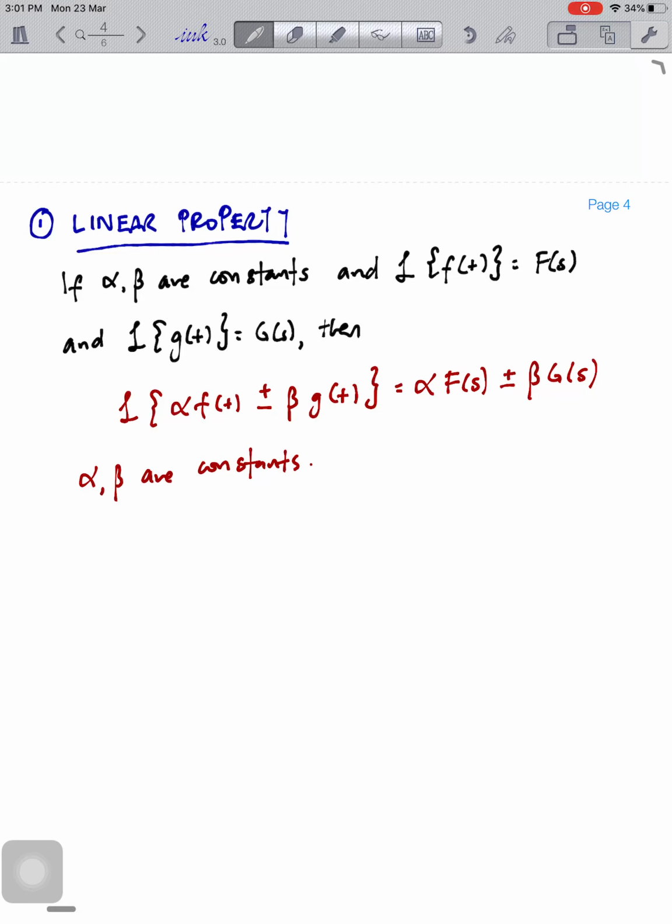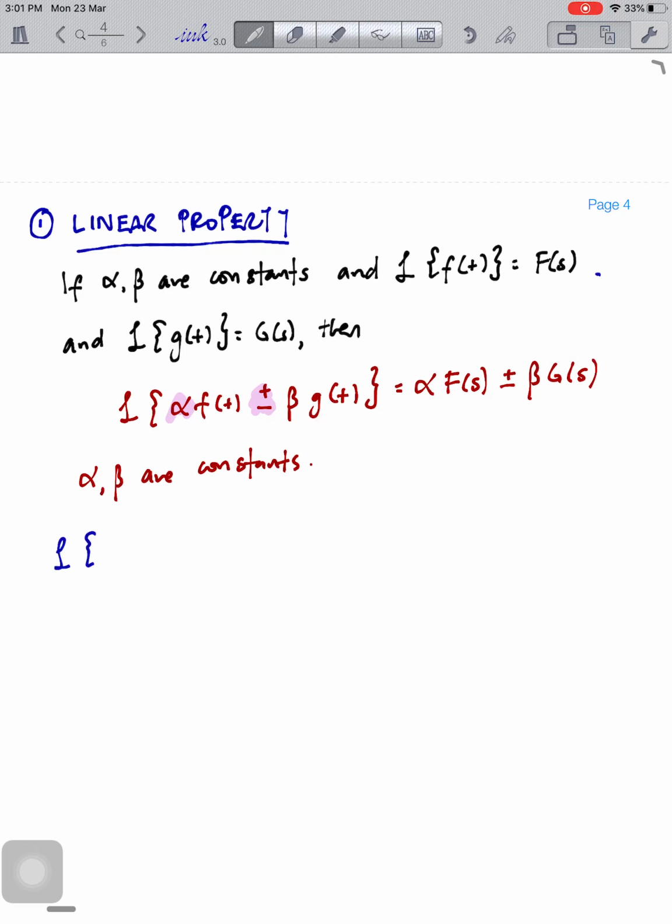According to the property, the definition: if alpha and beta are constants, and the Laplace of the function f of t equals F of s, and the Laplace of g of t equals some function G of s, then if you were to Laplace two functions, the first one being alpha f of t and the second being beta g of t, and these two functions are combined by plus or minus, the outcome is going to be alpha F of s plus minus beta G of s, where alpha and beta are constants.